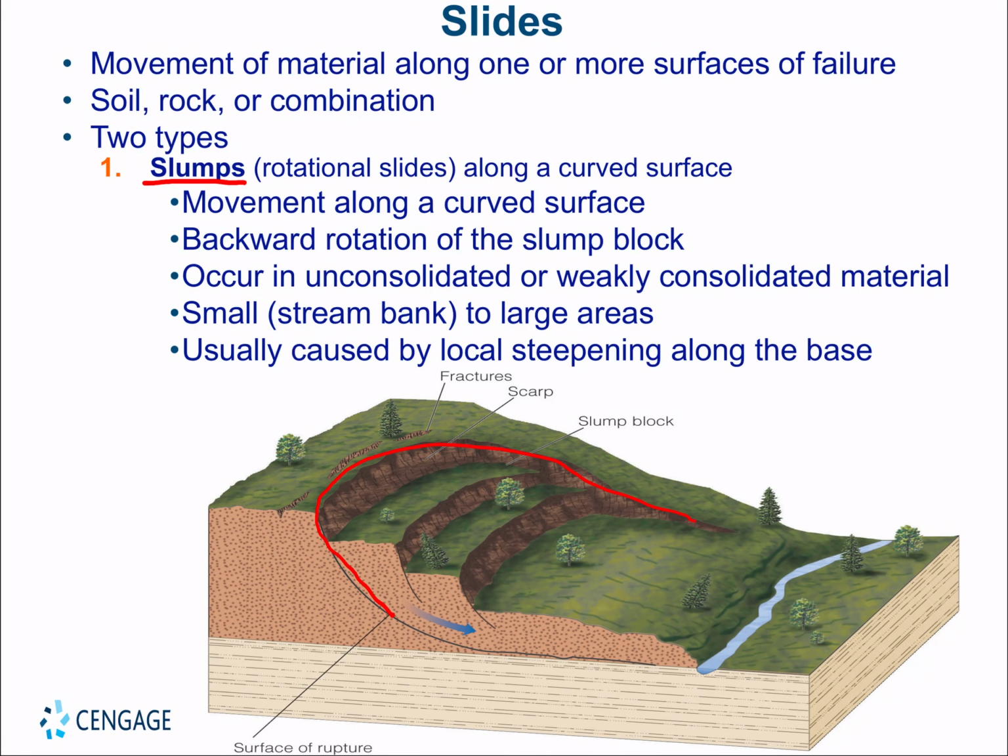You can see how this slump is along this curved surface. So basically, if you have unconsolidated or very weakly consolidated material, you're more likely to have a slide. You can see how this area at one time was up here and it's slipped down, like this is slipped down here. So you can see how it's moving along that curved surface. Typically you see it caused by local steepening along the base of a stream.